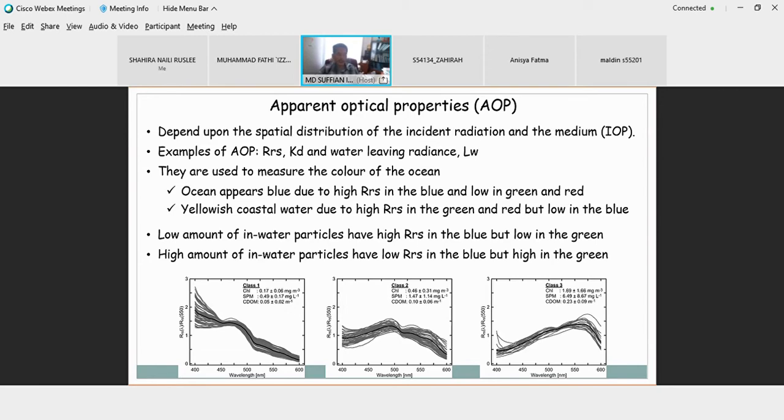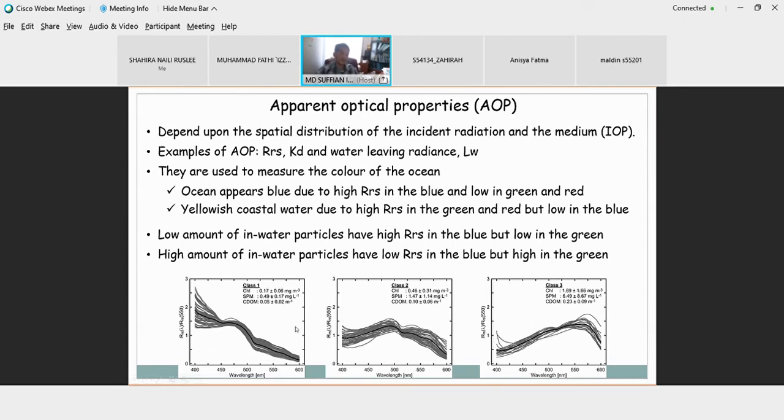kalau you boleh ukur cahaya, ataupun reflectance guna spektroradiometer, kita boleh nampak, kita boleh bezakan the water types based on their optical properties. Ini sebagai contoh daripada saya punya research yang kita buat. Kita ukur cahaya di South China Sea dan juga di Strait of Malacca. So we can divide the optical water types based on their optical properties.